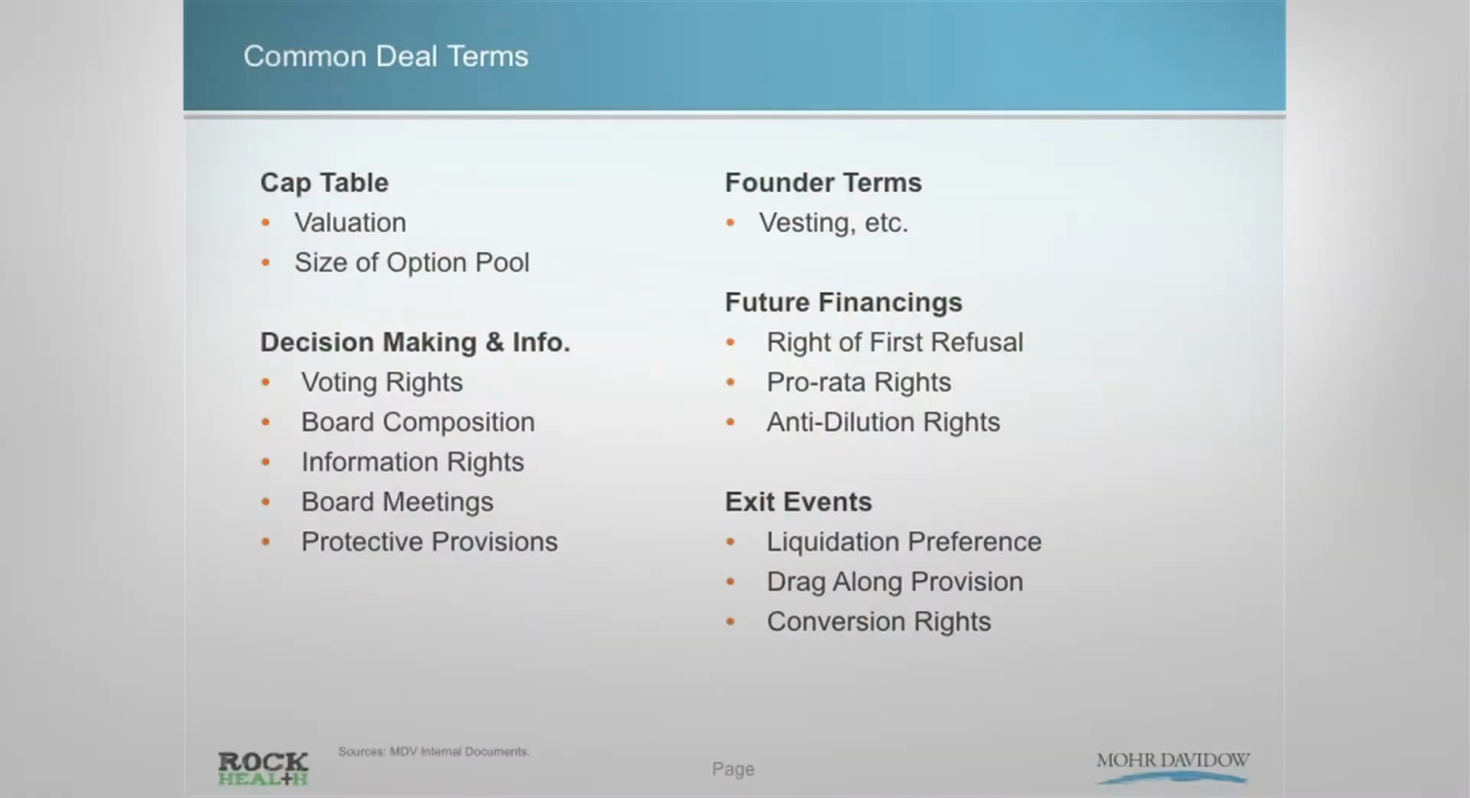Future financings. There's all these terms, right of first refusal, pro rata rights, anti-dilution rights. What this is really about is to make sure that the VC who's given you the first $5 million has the ability to participate in a future financing. What they don't want is for you to say, oh, I found somebody else to do this. Sorry, you're going to get diluted. The VC wants to have the right to participate in that, and that's what the pro rata rights are about.